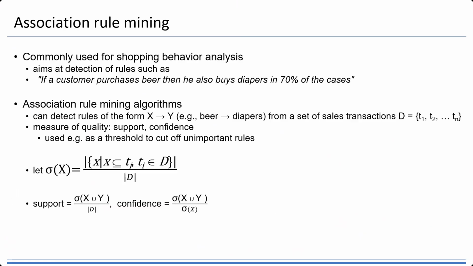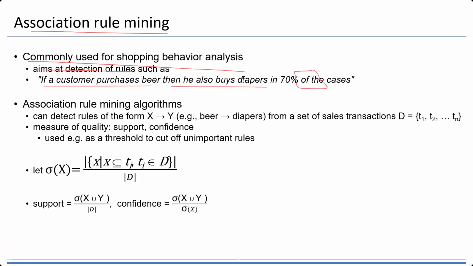Now let's look at the other way to deal with rating prediction. If you already know about association rule mining, I already taught you in the second week. It is commonly used for shopping behavior analysis. The aim of this association rule is, if a customer purchases beer, then he also buys diapers in 70% of the cases. So you can have some rules.